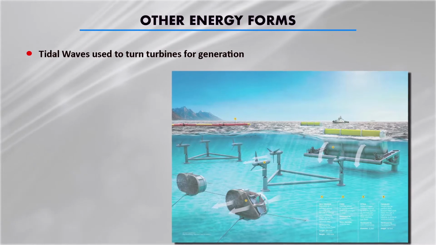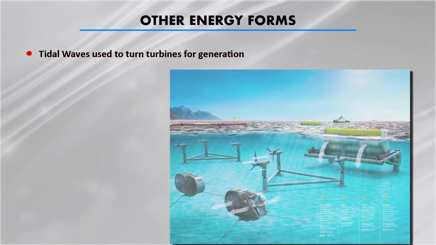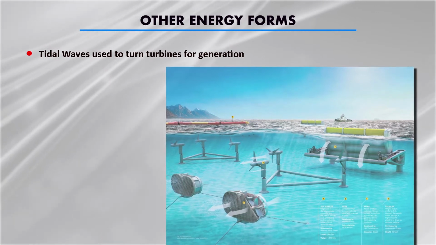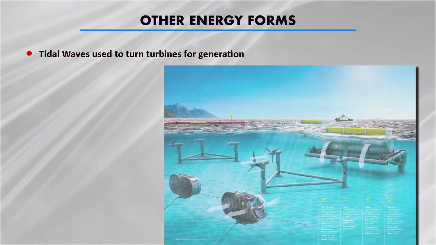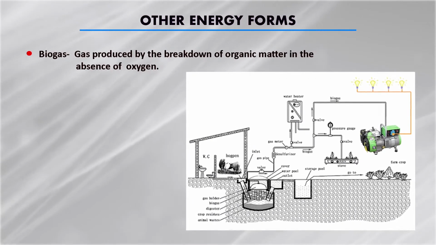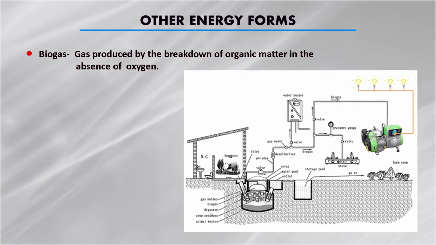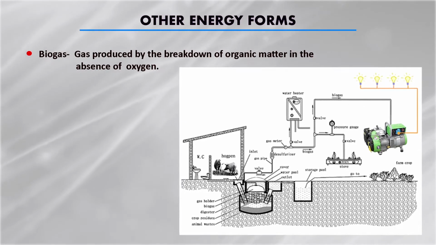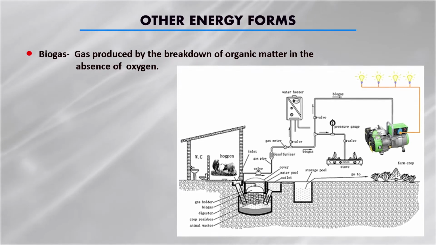Then tidal waves are used to run the turbine for generation. Similarly, fuel cells are also used, where electricity can be produced without combustion. Biogas is the gas produced by the breakdown of organic matter in the absence of oxygen. So this can also be used to produce electricity.